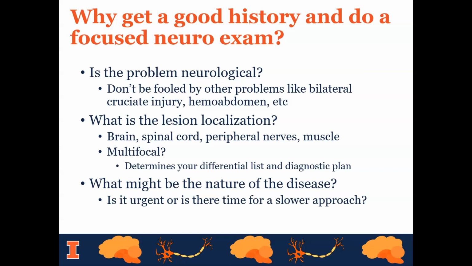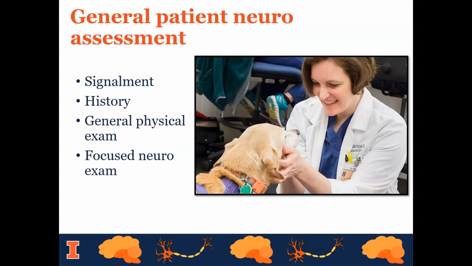We're also looking to answer, what is the nature of this disease? Is it very urgent, or do we have time to be able to take a slower approach? No matter what we're addressing, whether it's a pet with gastrointestinal upset or an irritated eye or skin disease, or certainly our neurologic problems, we're having to take things in a very systematic manner.